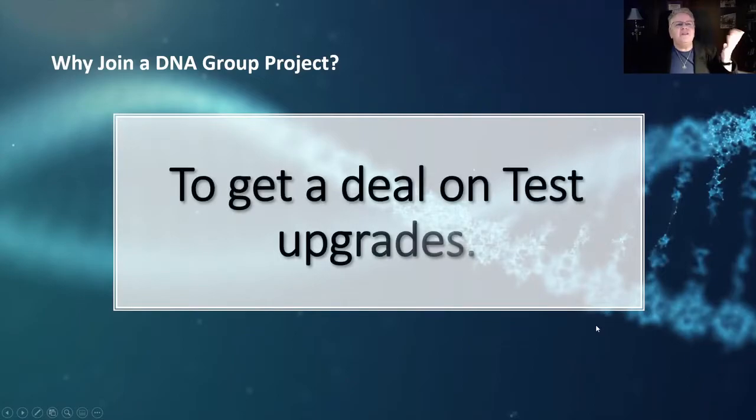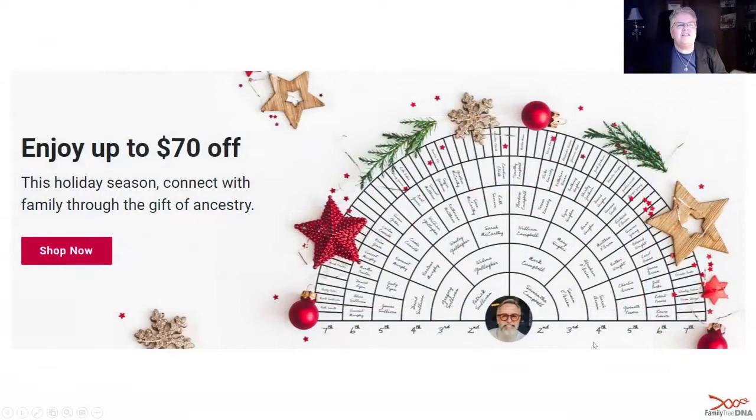Why else would you do it? Well, to get a deal on test upgrades. Family Tree DNA does offer special discounts to group projects. So if you want to do a DNA test, you may want to contact your surname, your geographic area. You may want to contact that project administrator and say, do you have money in your bank account to help me out to get a test? And they may say yes.